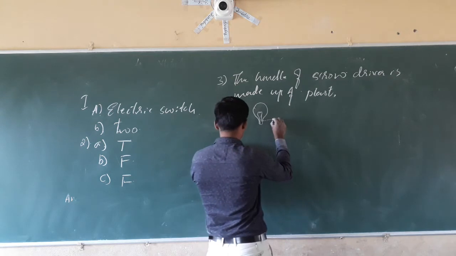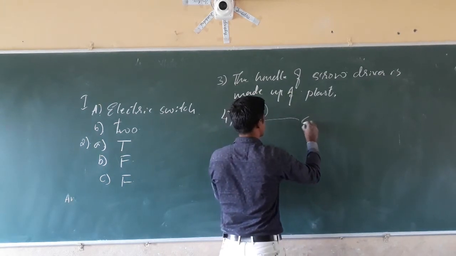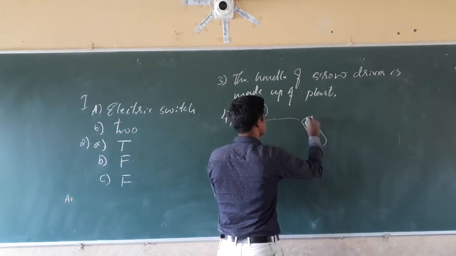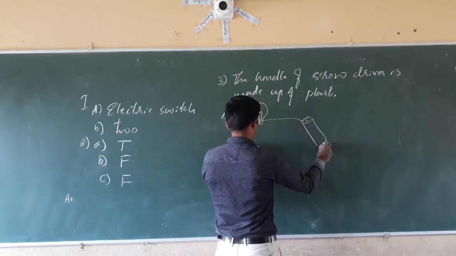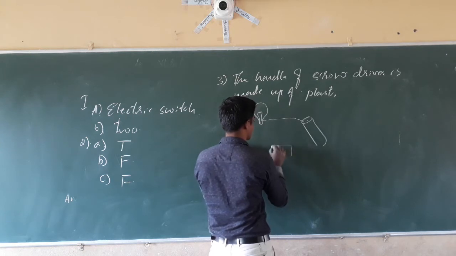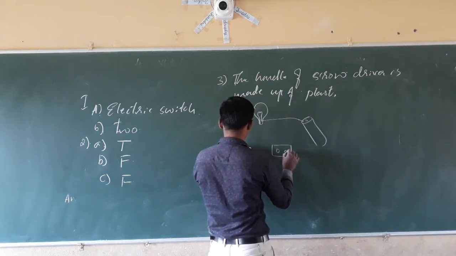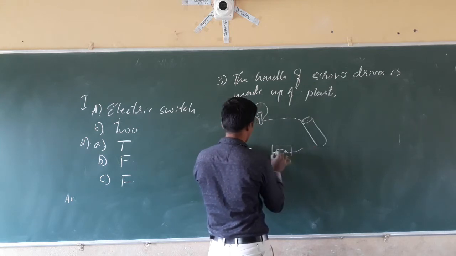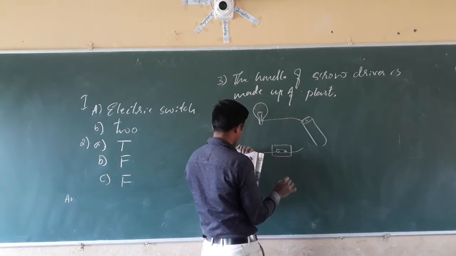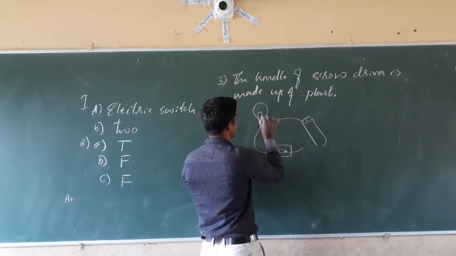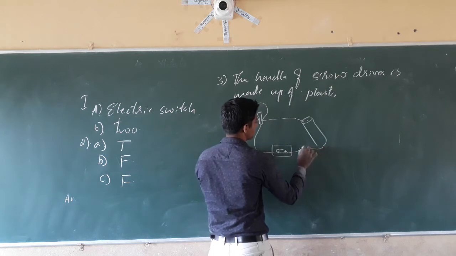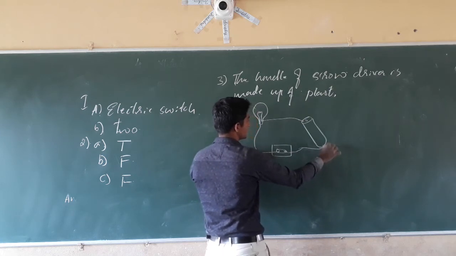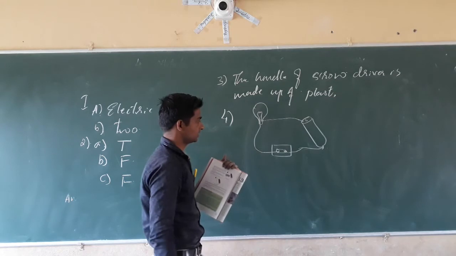Next, that is connected to a dry cell. Then from here, one thermocol board with two nails. One safety pin is here, that is connected to a wire. We have to complete the circuit. Here, we have to join the terminal of the bulb. That you are right, isn't it?